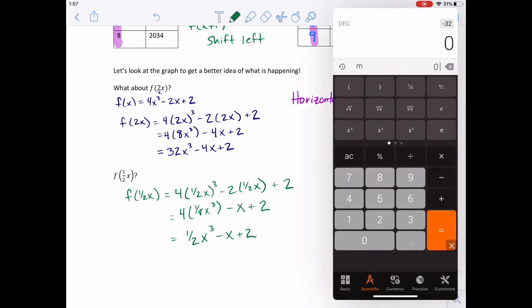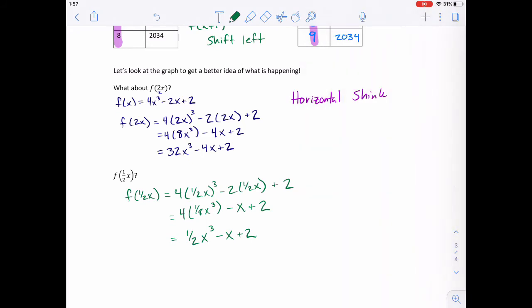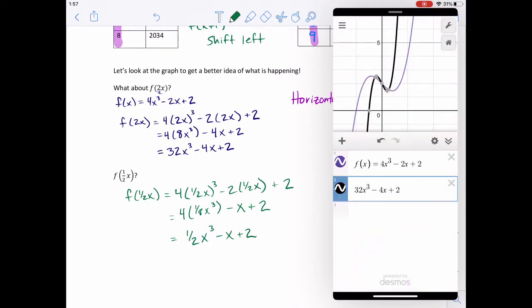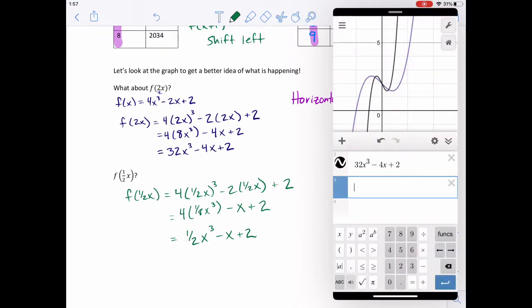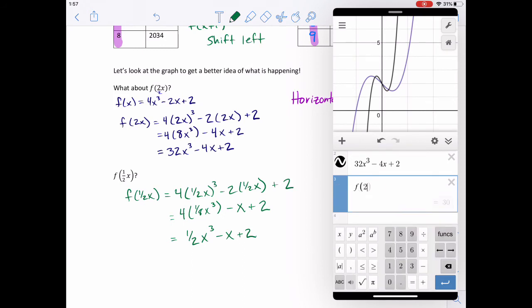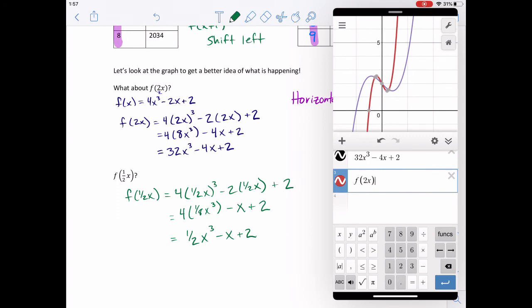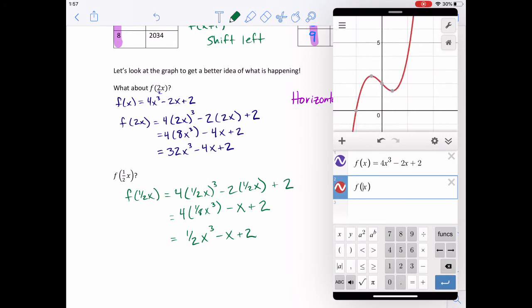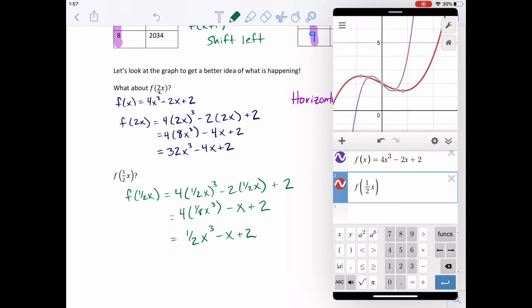Let's put that into Desmos. So we've got this guy. Let's just double check this really quickly. So let's do f of 2x. If we put that in, we can see that that is correct, what we got before. And so let's just go ahead and, for this guy, put in 1/2 x.